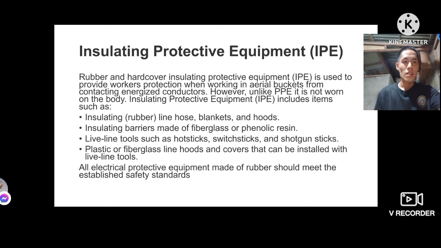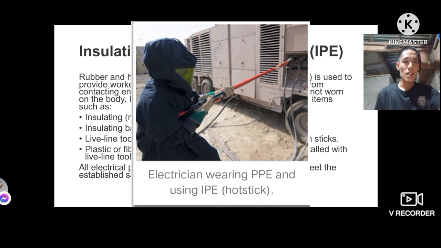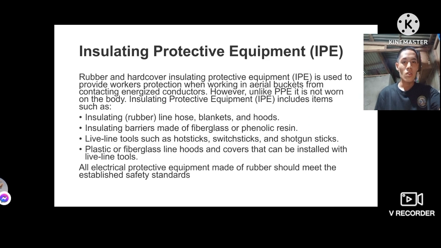This is an example of insulating protective equipment. All electrical protective equipment made of rubber should meet the established safety standards.